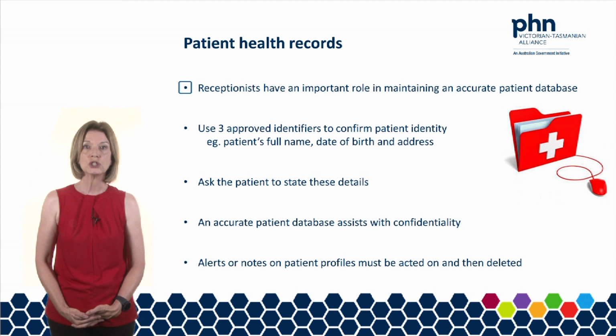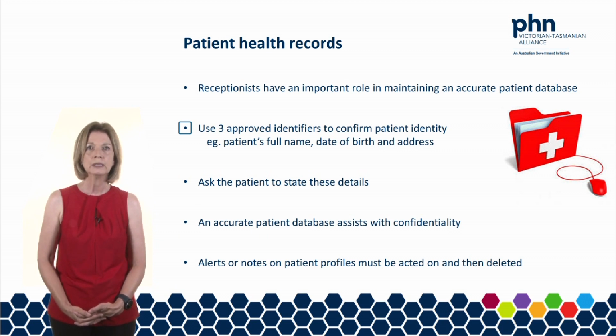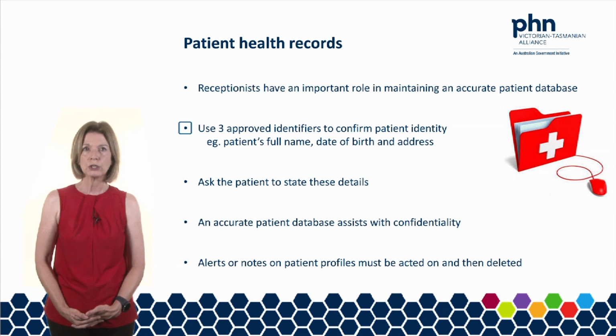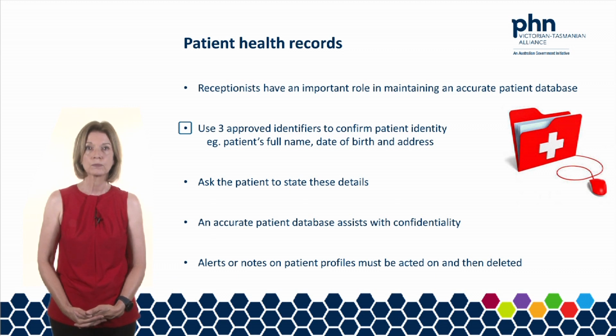RACGP Standards 5th edition, criterion C6.1, patient identification, requires that we identify patients using 3 approved identifiers to confirm their identity at each time they attend or call the practice. The approved identifiers most commonly used in general practice include the patient's full name, date of birth and address. Other approved identifiers include the file number, if used by your practice, and gender, as identified by the patient. And note that a Medicare number is not an approved identifier.